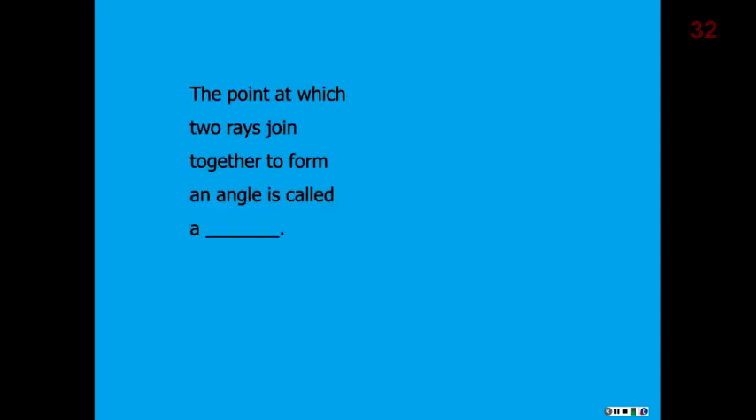The point at which two rays join together to form an angle is called, what's the point called? No, not intersecting. It starts with a V, but it's not vertical. Vertex, finally. I feel like I'm playing charades. I have to give you guys so many clues.